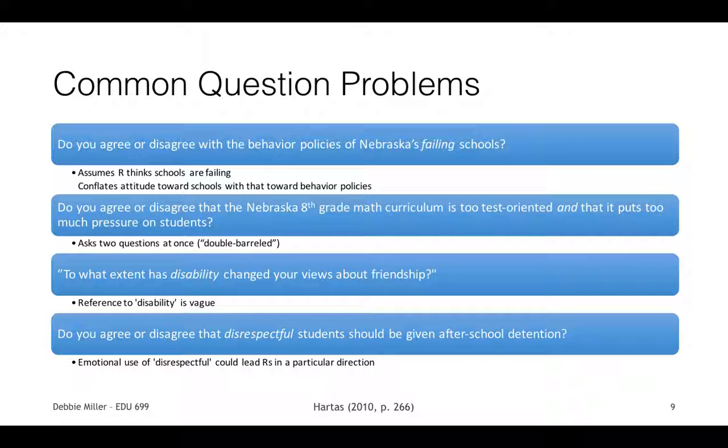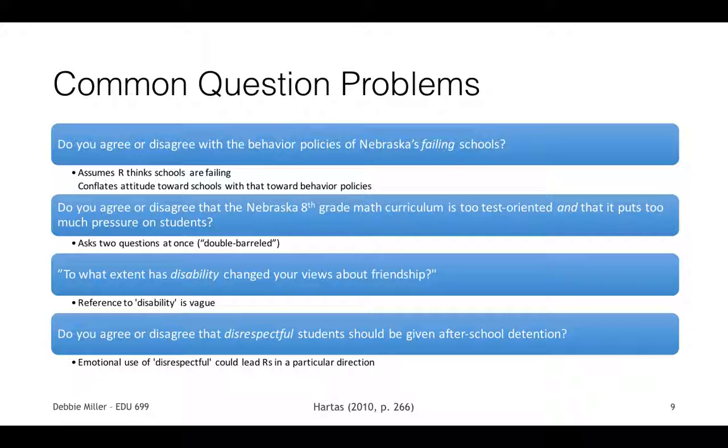To what extent has disability changed your views about friendship? Here we really don't know enough about the researcher's intention with the word disability. It's possible that we could know more if we had the context of the instrument, but even so, we would still need at least a couple more words in this sentence to know what it's about.